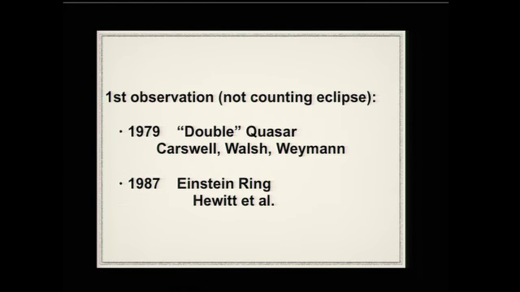Now, the first observation that Einstein said would never happen took a long time. It wasn't until 1979 that the first double quasar was discovered. Astronomers found two quasars, which are essentially black holes in the distant universe that are rapidly and voraciously devouring things around them and giving off huge amounts of light and energy. But this double quasar, very close together on the sky, when you look at its light very carefully, it was clear it was not two quasars, but two images of the same quasar. And the first Einstein ring was not seen until 1987.